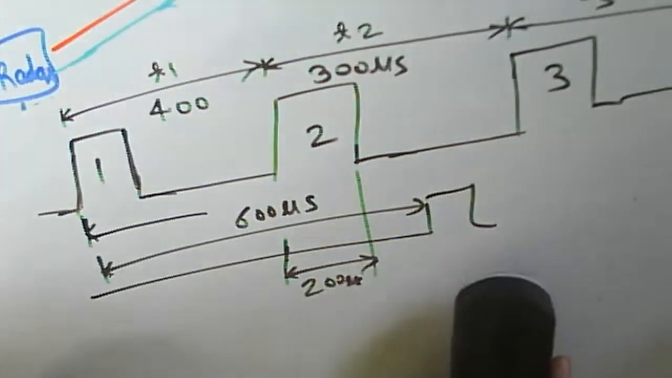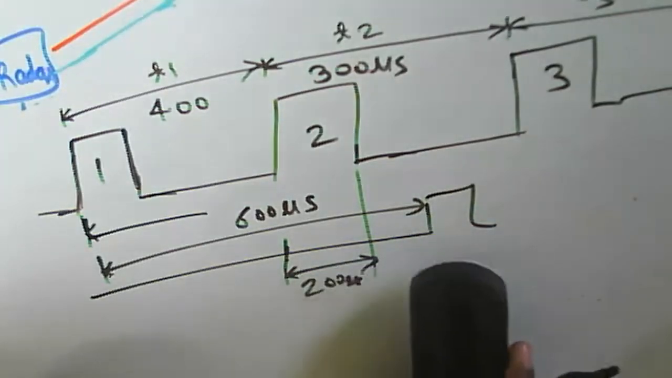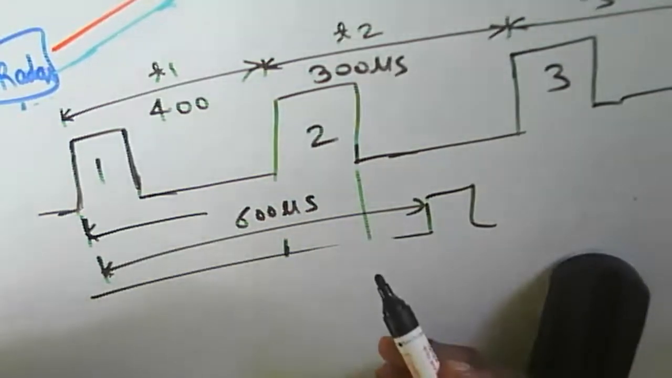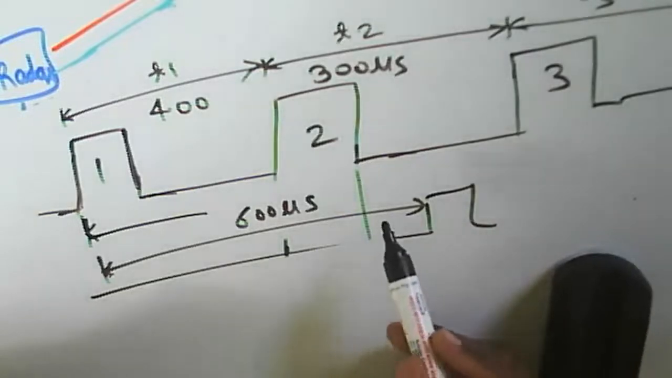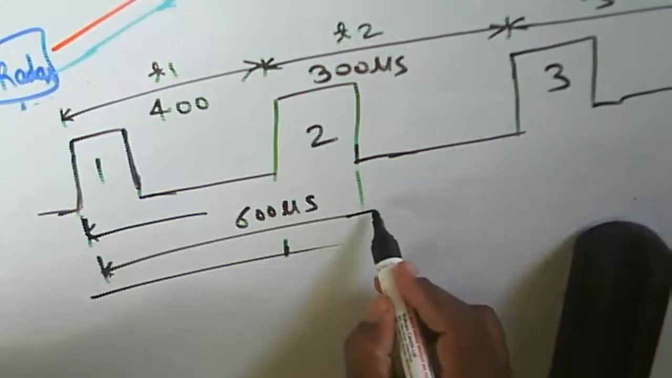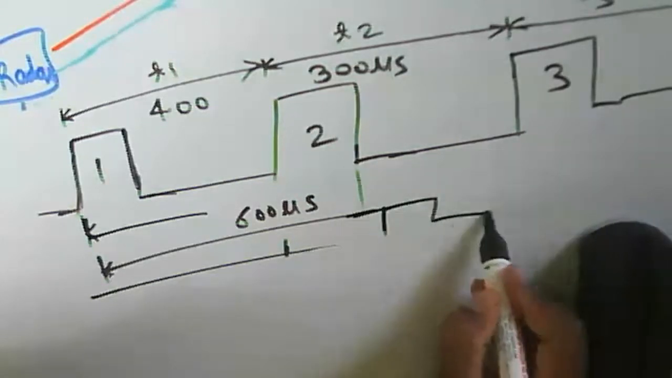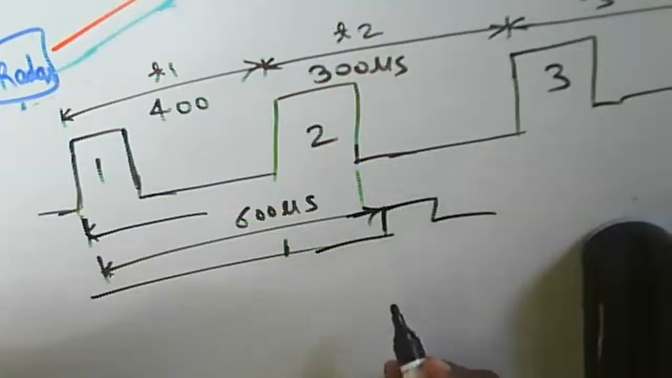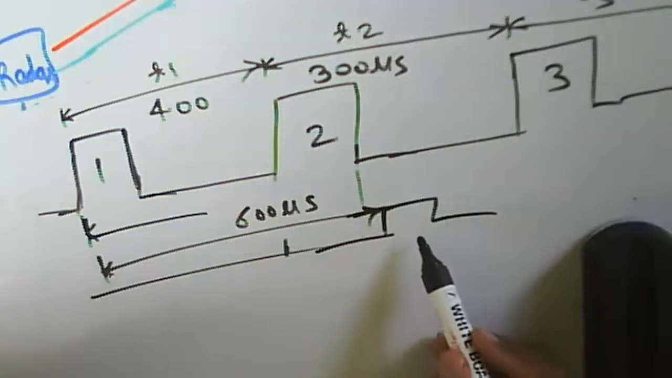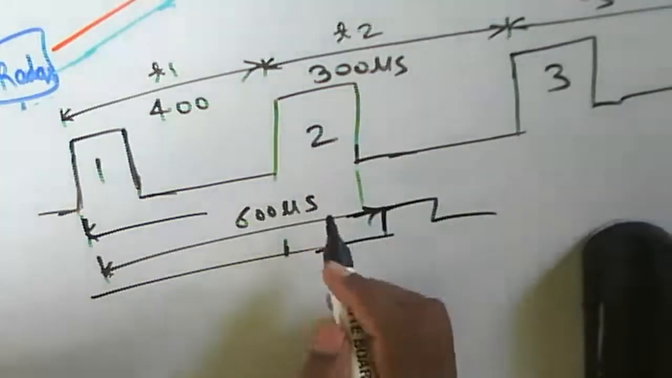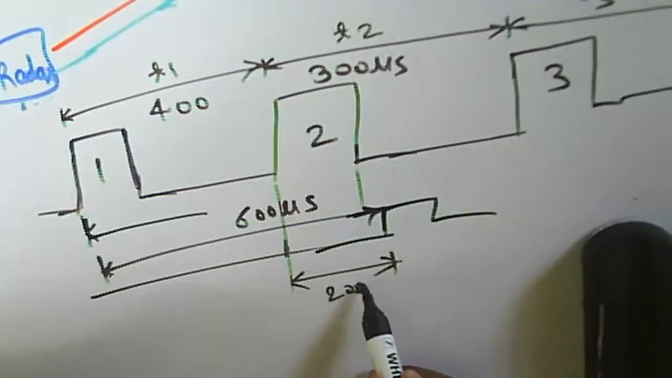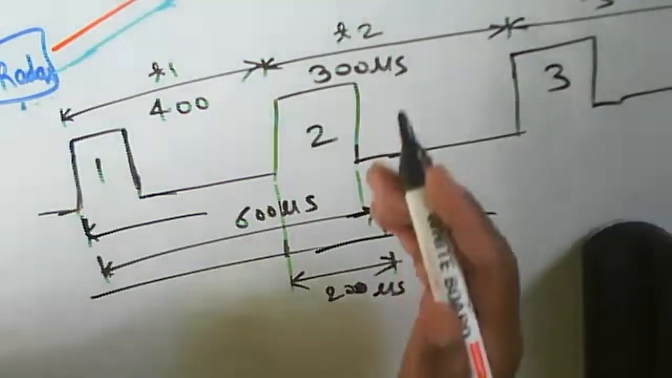Okay, this is the transmitting pulse here. So this way we can find out that we are transmitting a pulse, and we are receiving the pulse here. So this is about a distance of 600 microseconds, and the delay we have to consider apart from this is about 200 microseconds. We are supposed to receive the pulse.